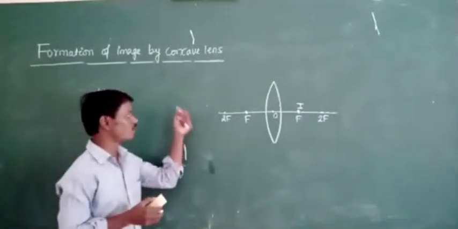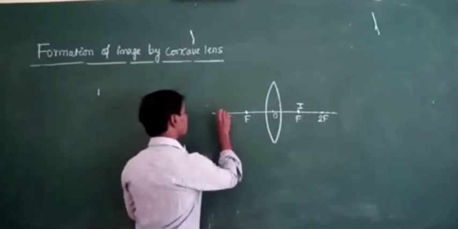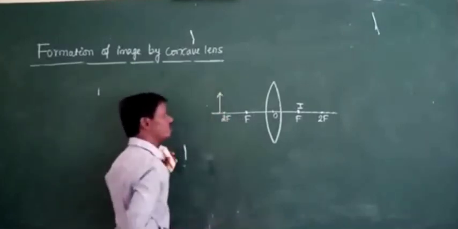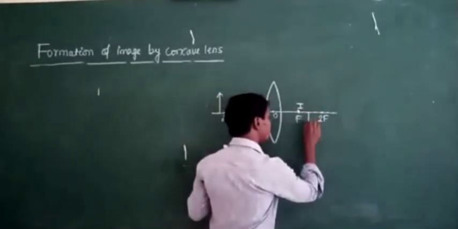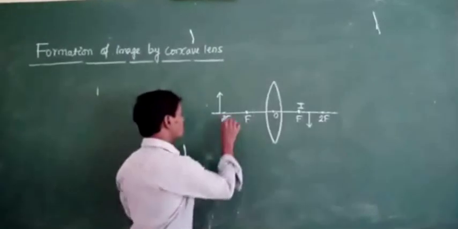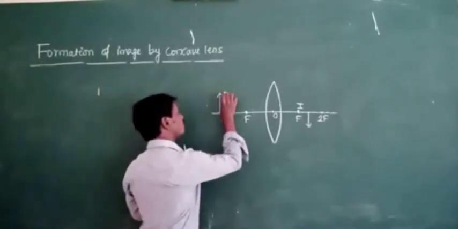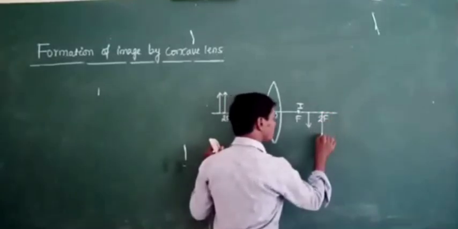When the object is brought from infinity to beyond 2F, where is its image formed according to the ray diagram? Already we drew ray diagrams. Its image will be formed between F and 2F. When the object is brought to 2F, then where is its image formed? Its image is formed at 2F.